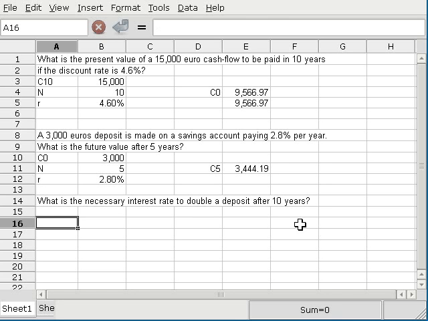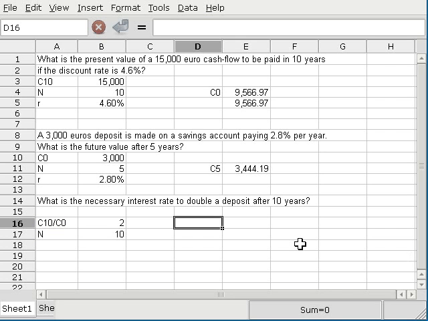What is the necessary interest rate to double a deposit after 10 years? So here we don't know the present value or the future value. We only know that we want to double the present value. That means that the information we have is first the number of years is 10 years, and what we want to achieve after 10 years is C10 over C0 is 2, because we double the amount.